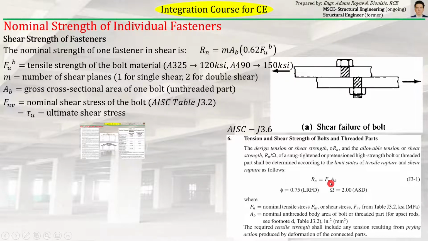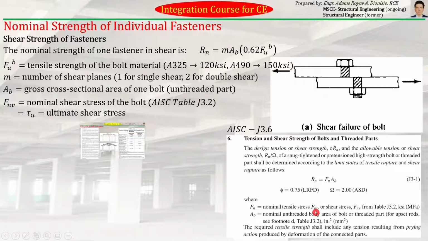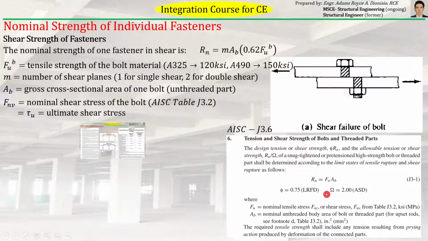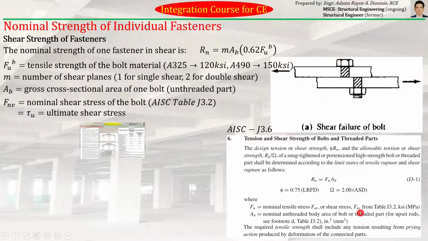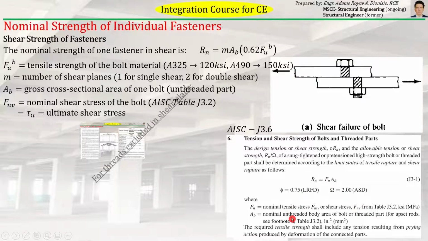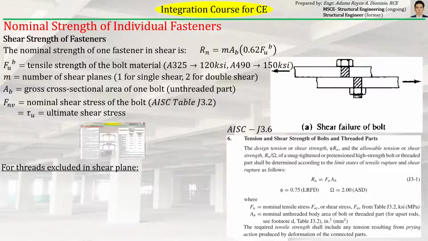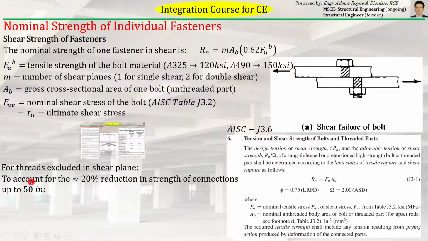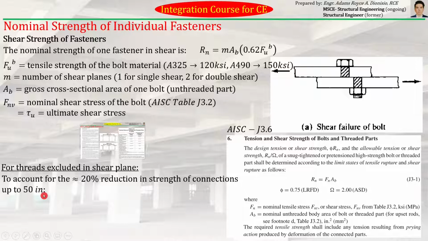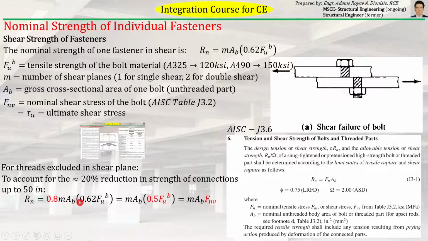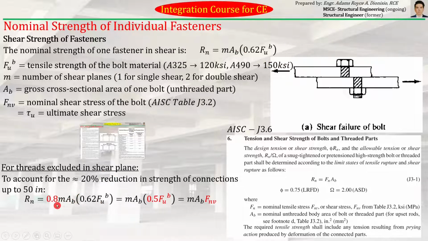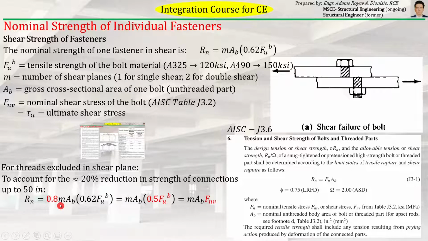Ang pinagkaiba lang is yung value ng Fn. Yung Fn natin kanina is FNT kasi nga we are talking about tension strength or tensile strength. Ngayon, yung Fn natin will now be FNV since we are now talking about shear stress or shear strength. AB same pa rin naman yung definition. Okay. For threads excluded in shear plane, ibig sabihin shear plane hindi sumakto sa threads. To account for the approximately 20% reduction in strength of connections up to 50 inches, yung formula natin coming from here becomes this. So 80% lang yung kinukuha natin dyan kasi nga magkakaroon ng 20% reduction. So 80% na lang yung matitira.